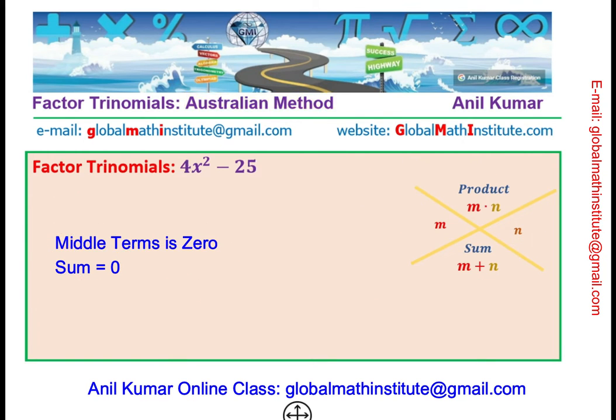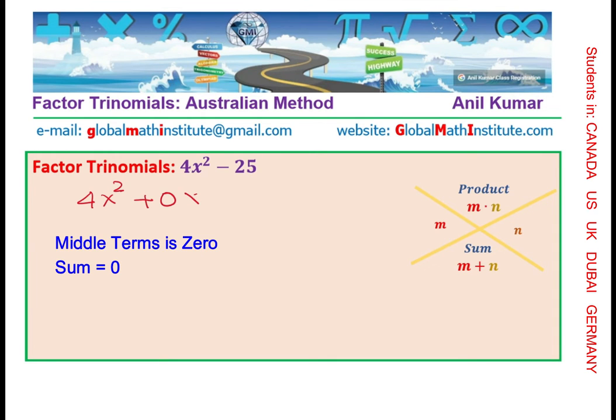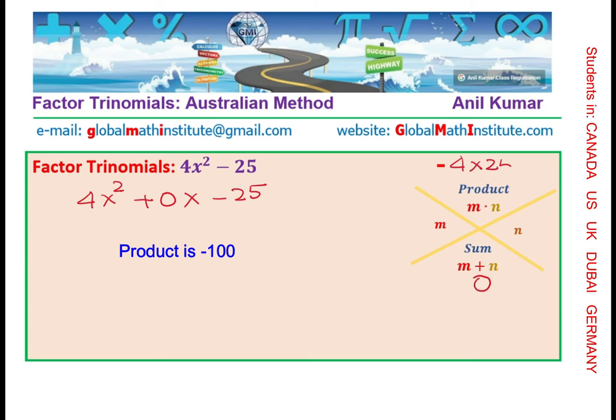Let's take up the next example, which is 4x squared minus 25. Now, if I have 4x squared minus 25, it means the center term is 0x, right? Do you understand? So the sum is 0 and the product is 4 times 25, which is 100. Now, which two numbers can give me the sum of 0 and product of 100?